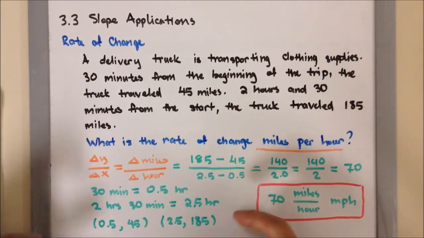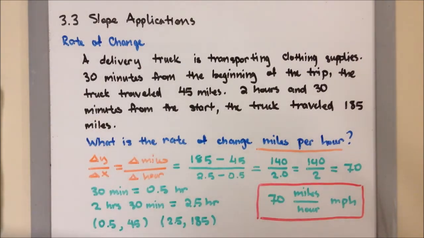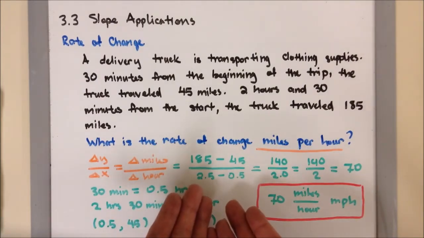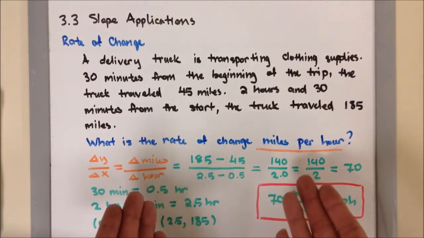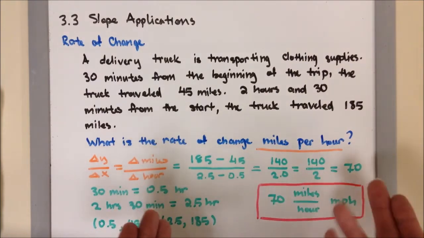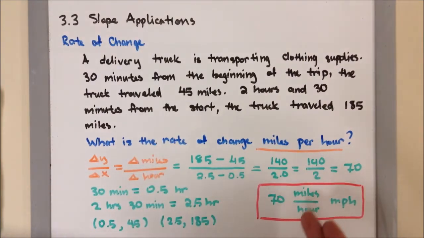So this is the work you would have to do, thinking logically about how to convert minutes into hours. So 30 minutes, 0.5 hour, meaning half an hour. 2 hours and 30 minutes, the same thing as 2.5 hours. So I was able to work in terms of hours to get 140 over 2, which will equal 70 miles per hour.